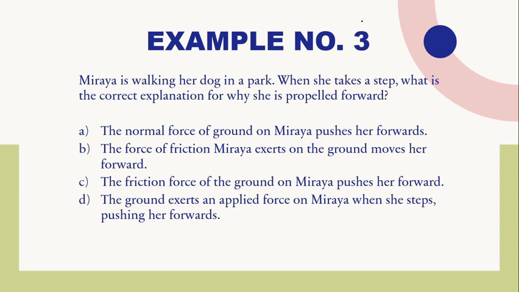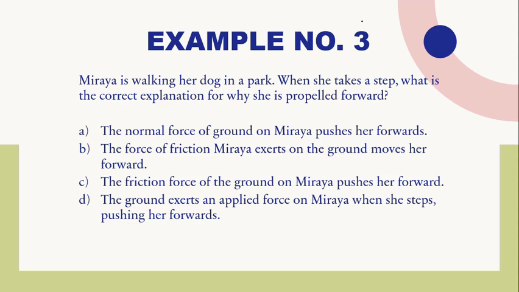Choice B should be ruled out immediately. That's because it is talking about a force that Mariah exerts on the ground. A force that she's exerting on another object has no impact on her own movement. It needs to be a force that is exerted on Mariah that propels her forwards. This leaves choices C and D. And this is where it gets a little confusing.